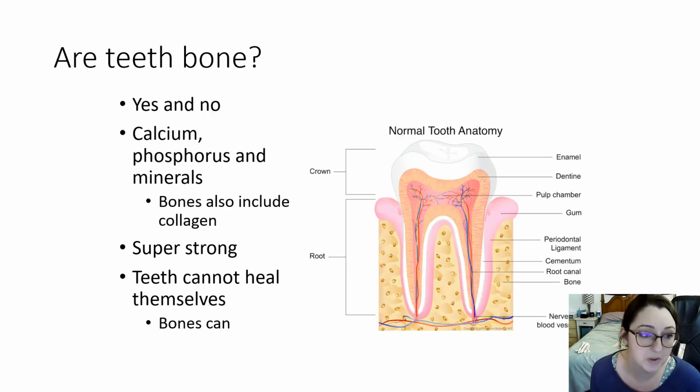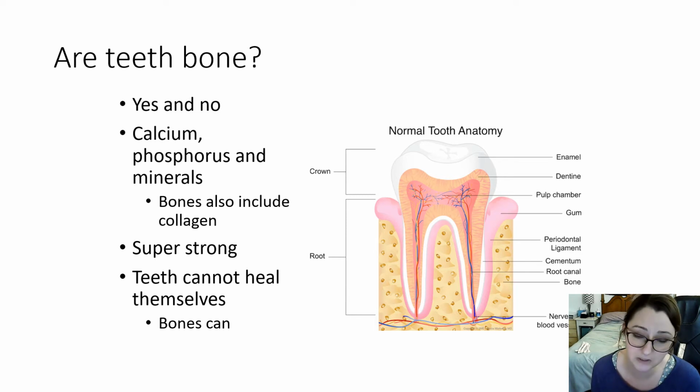I do want you to know whether or not teeth are bone. The answer is kind of yes, kind of no, mostly no. The components of bone and teeth are calcium, phosphorus, and minerals. What bones also include that teeth do not is collagen. Collagen, if you remember, is going to be what allows for various structures to heal. So bones can heal, teeth cannot.